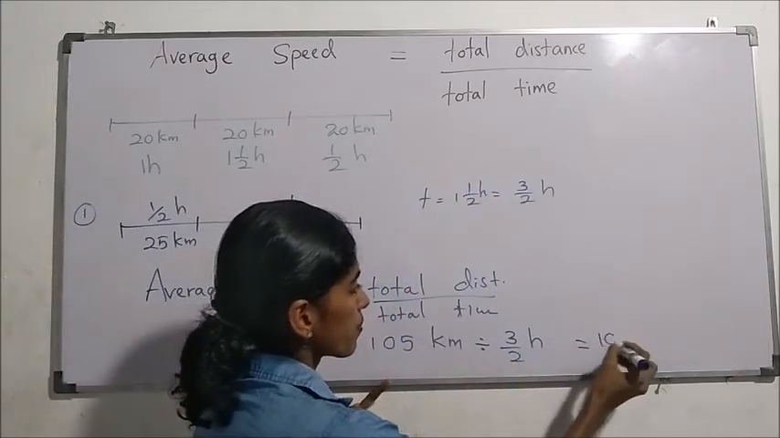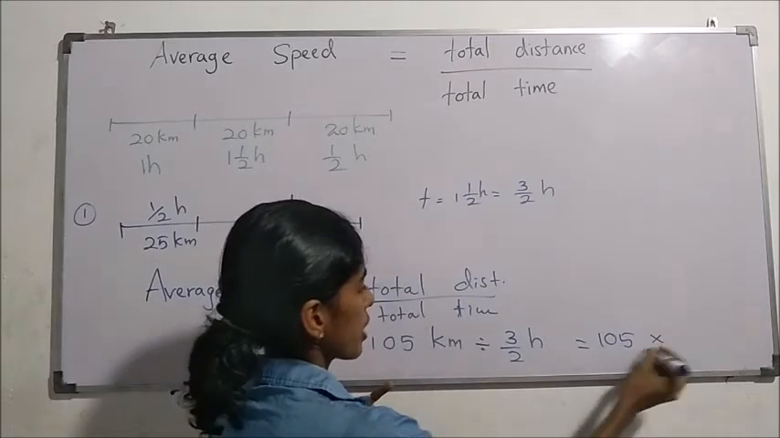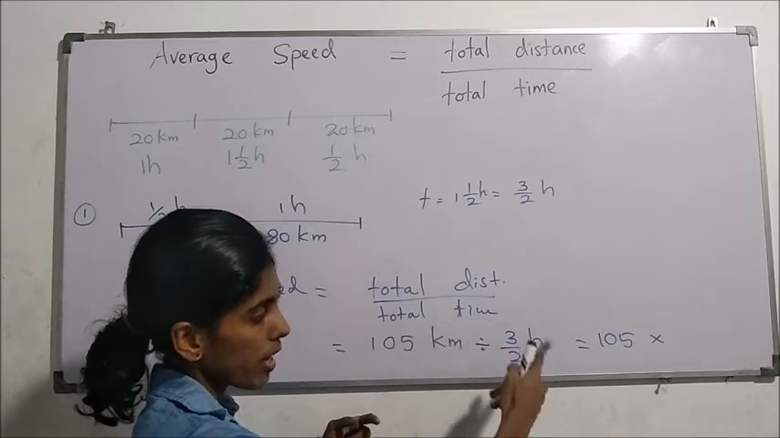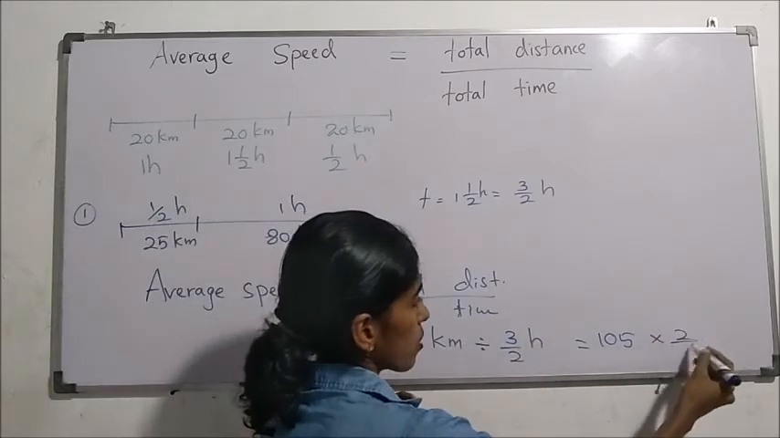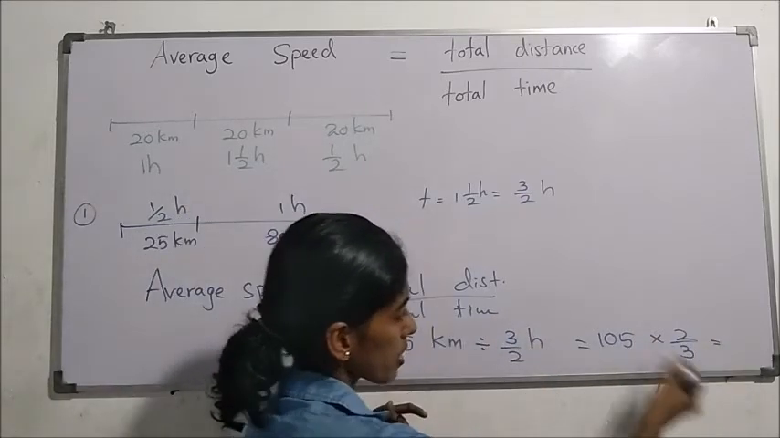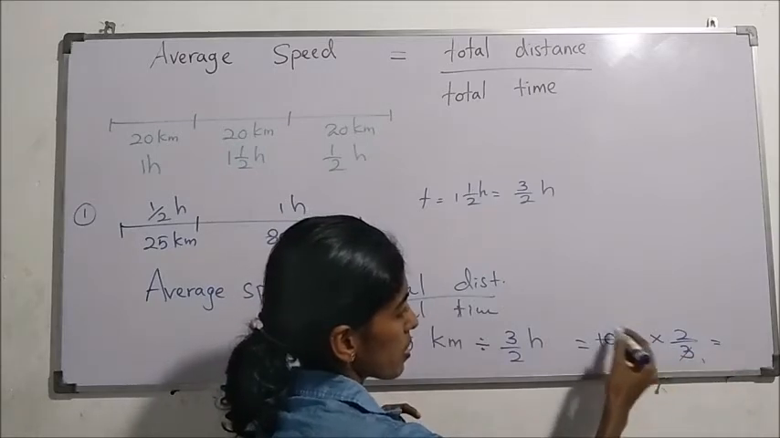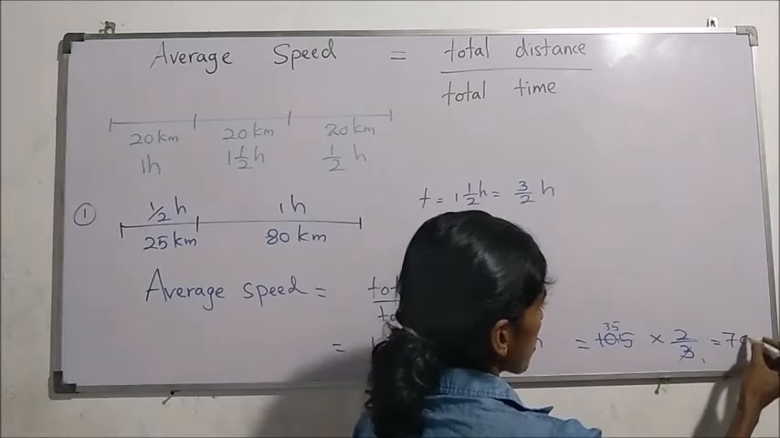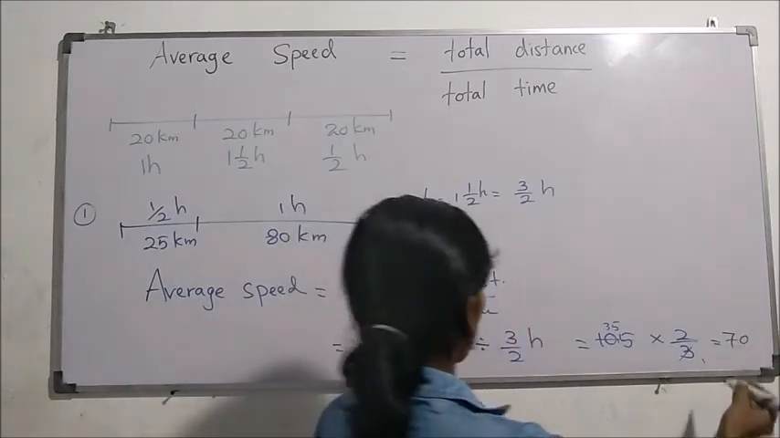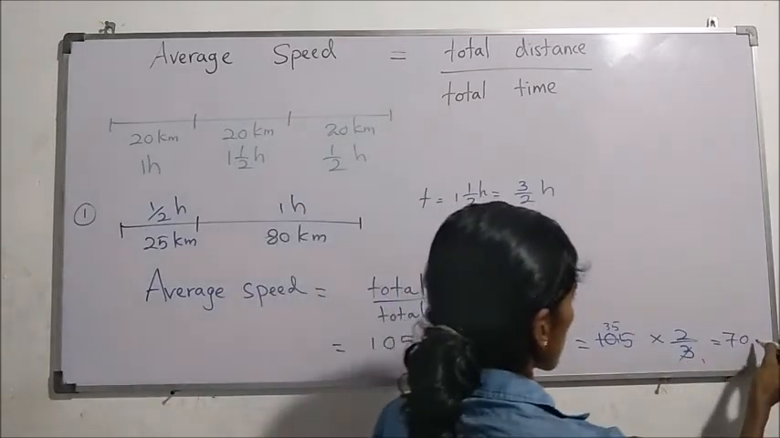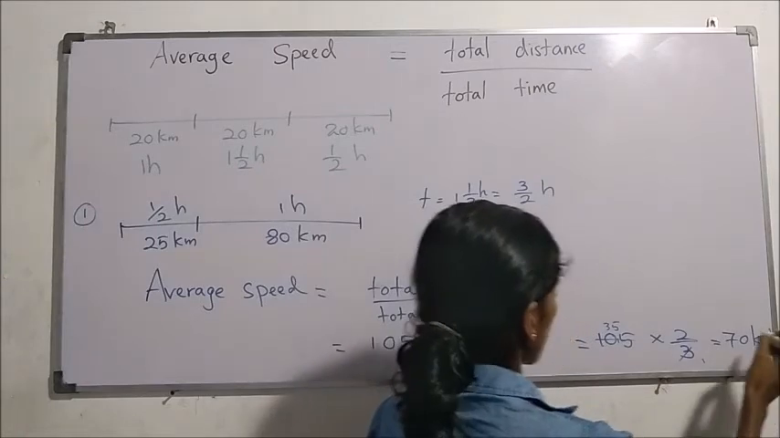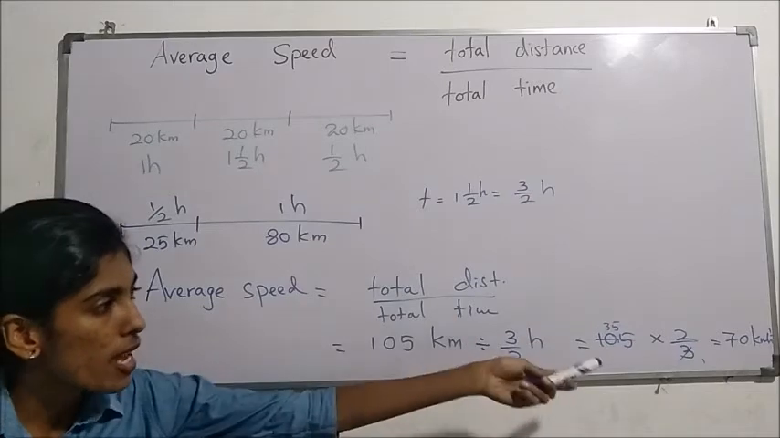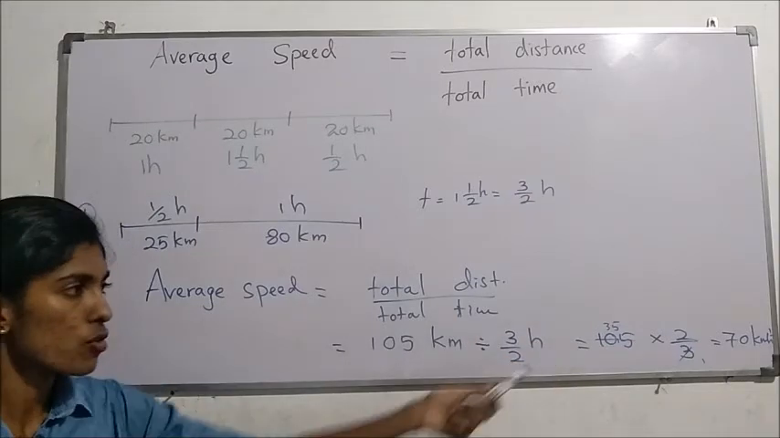Now we can multiply here. Instead of division, put a multiplication mark and the reciprocal, upside down, 2/3. Right, now we can divide. 3 times 1, 3 times 3 is 9, 1 is remaining, 3 times 5 is 15, 70. The speed we need to find is 70 kilometers per hour, because hour is going up in multiplication. Right, this is the average speed. As an average we have found it.